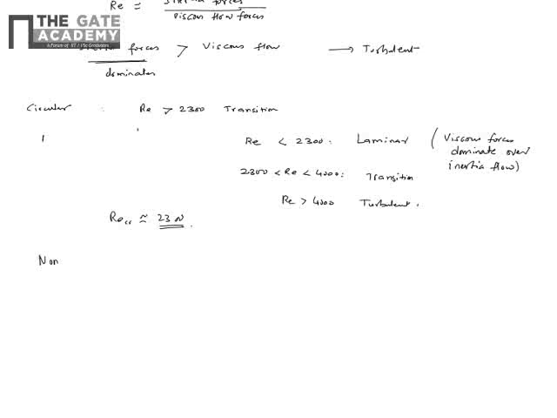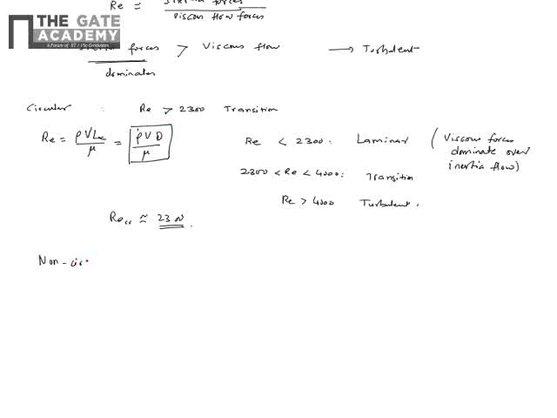Now how do I find Reynolds number for circular pipes? When you apply all these inertia forces, you get rho v times the characteristic length, by mu. The general formula is rho v d by mu. This is the formula for Reynolds number in circular flow: density, average velocity, diameter, by dynamic viscosity.